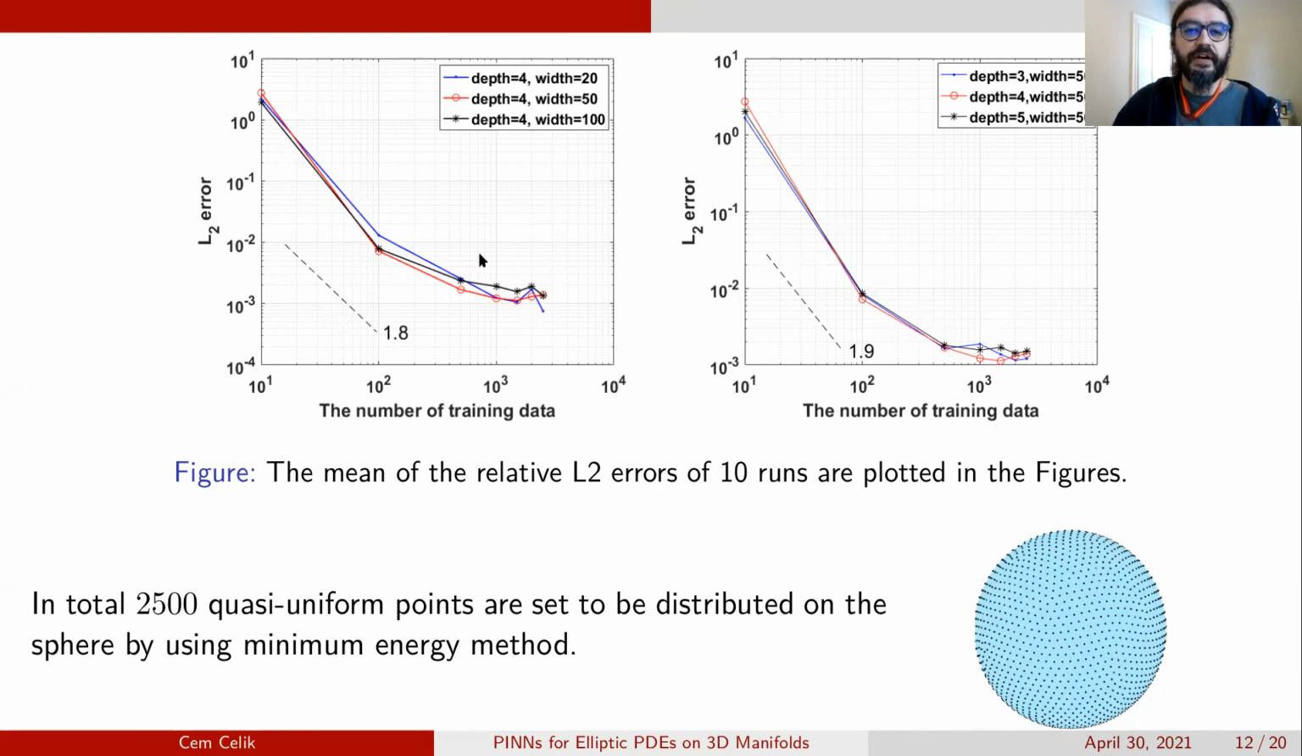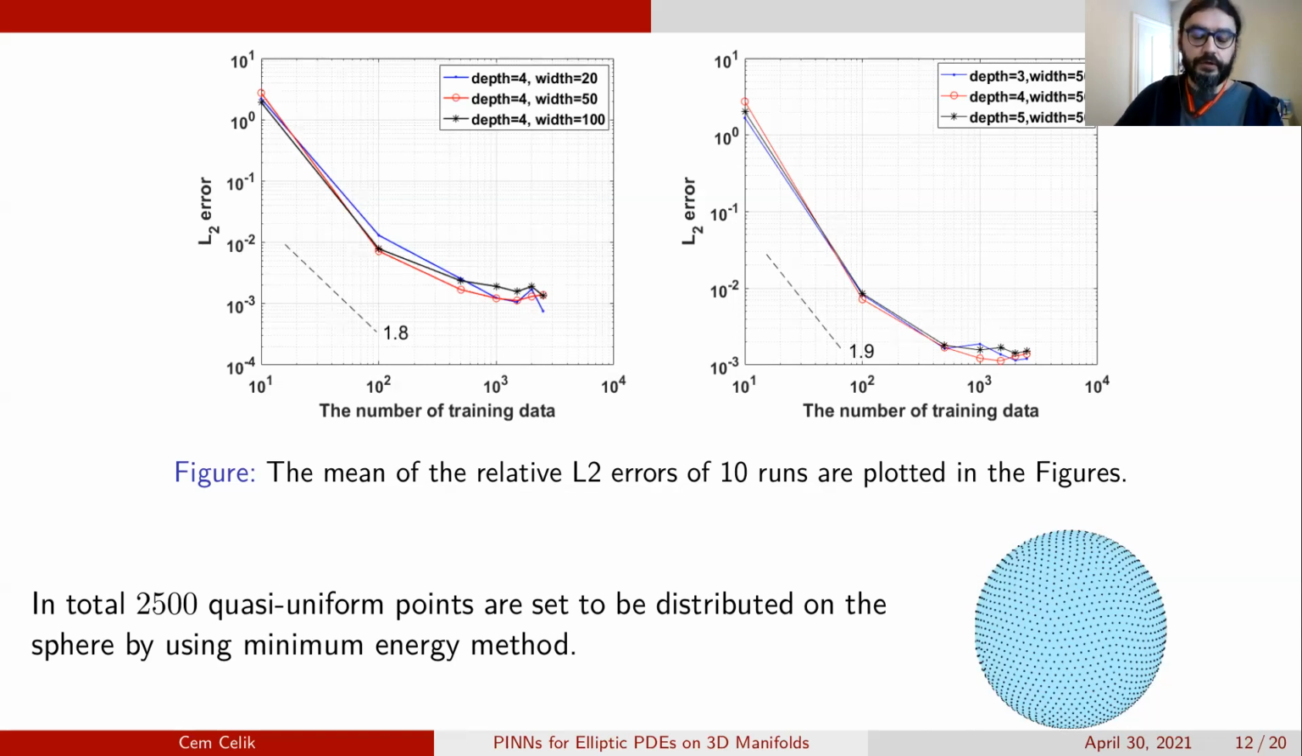In the first graph, they fix the depth of the network and change the width of the network. The results look similar. In the second graph, they fix the width of the network and change the depth of the network, and again the results look similar. As training data, in total they use 2500 quasi-uniform points, which are generated by using the minimum energy method.